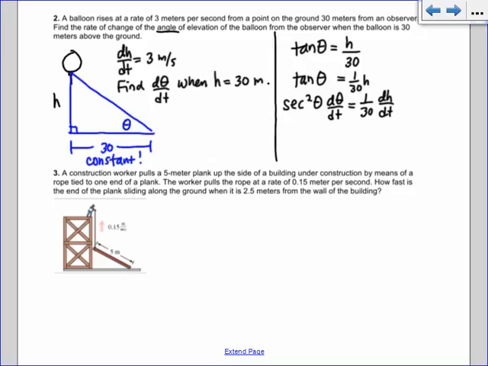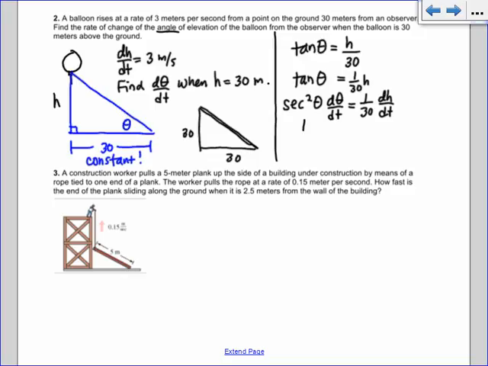So we don't have theta. We don't know what the angle is. But if we draw the picture again, and we say, oh, it's at that point in time when your height is 30, then you can tell what theta has to be. What does it have to be? 45 degrees, or pi over 4, right? So in this case, it doesn't matter which one you use, because secant squared of 45 degrees is the same as secant squared of pi over 4, right?